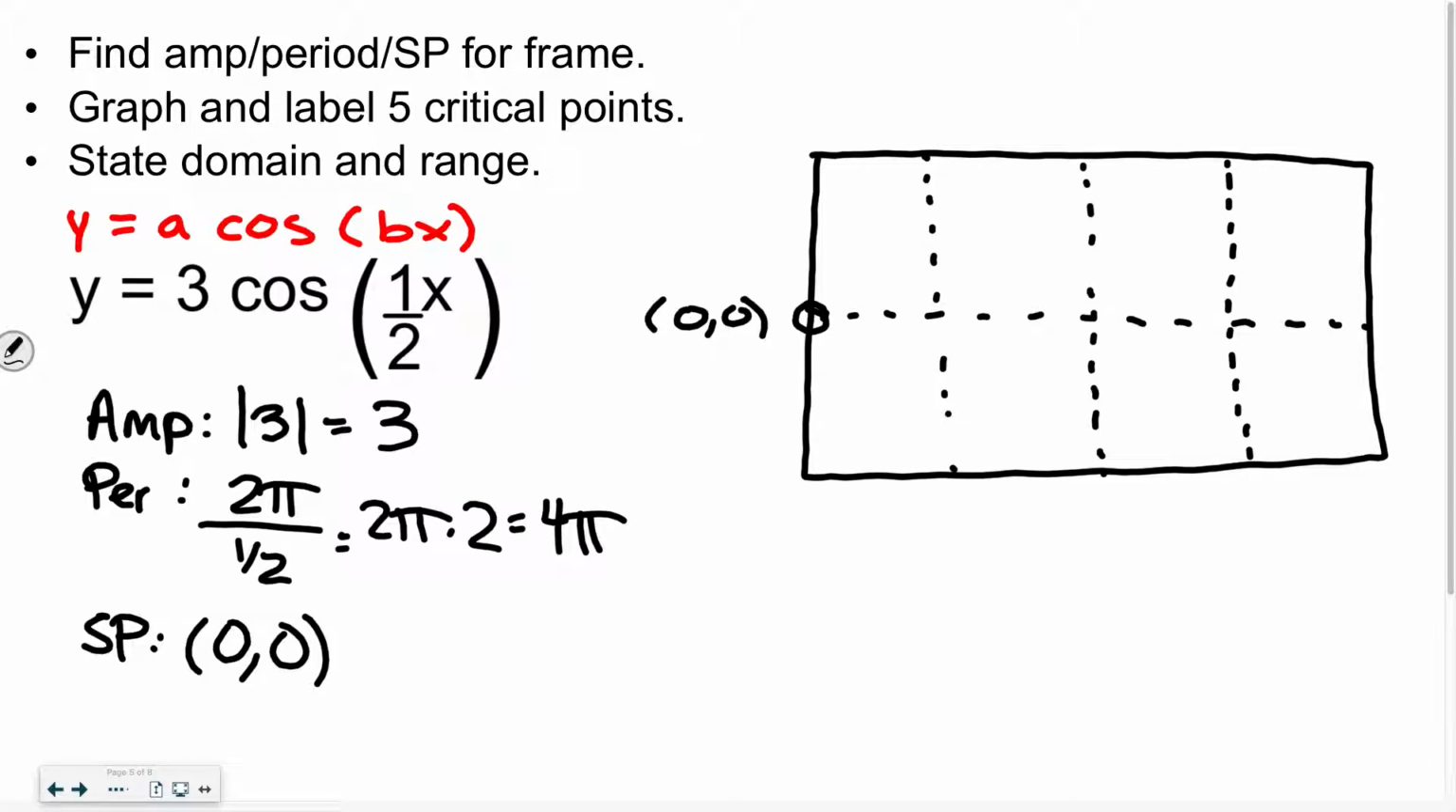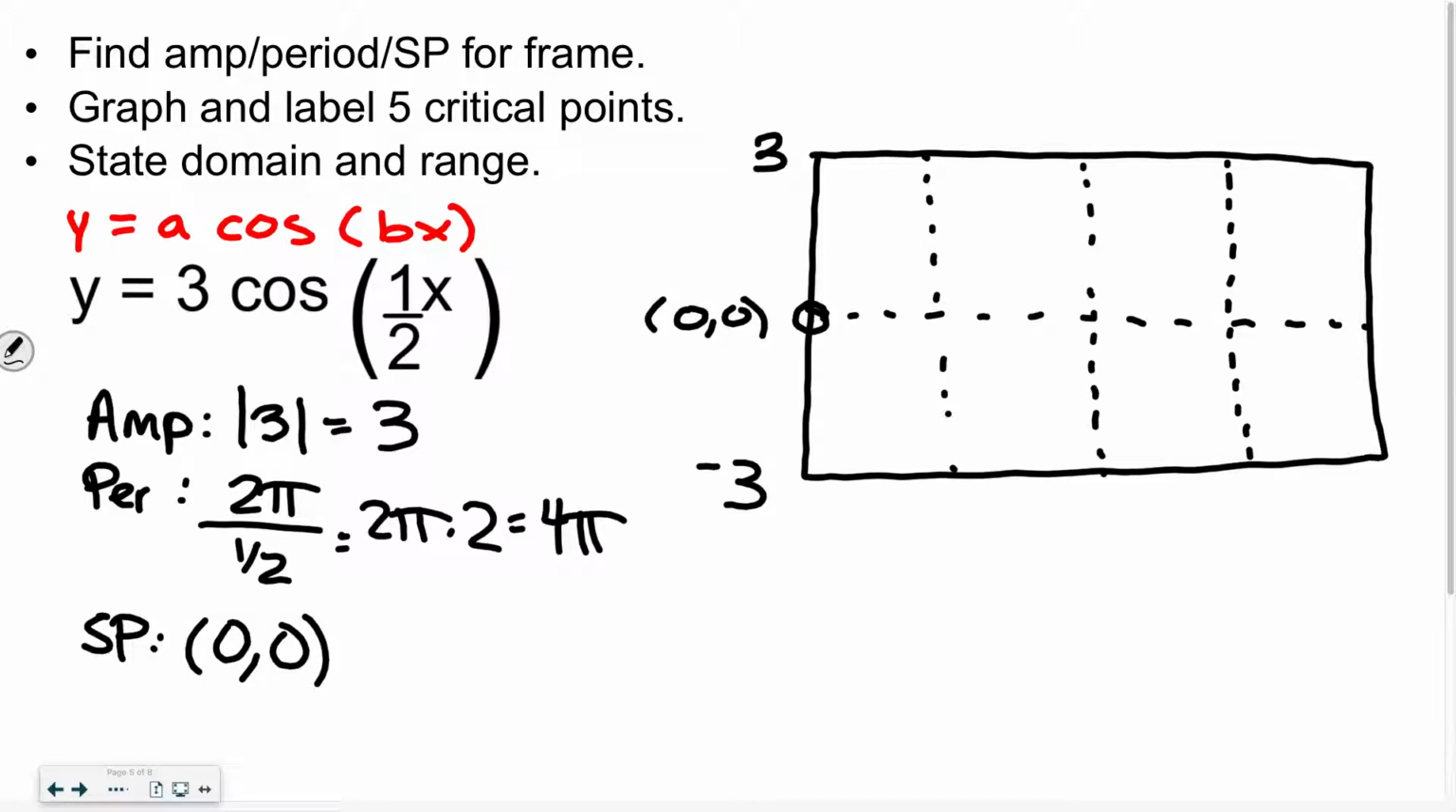Now, think about this. If you're adding 3 to this midline right here, are you adding it to the x or the y? You're really adding it to the y coordinate, right? Because we're talking about up and down. So 0 plus 3 is 3, and 0 minus 3 is -3. And I'll do my domain and range at the end, but essentially you now know range because you have your min and your max recorded.